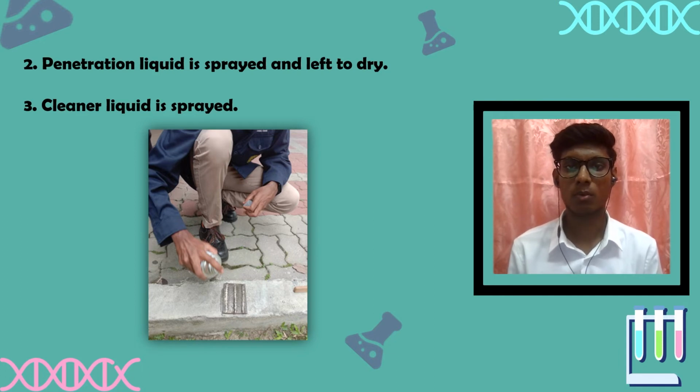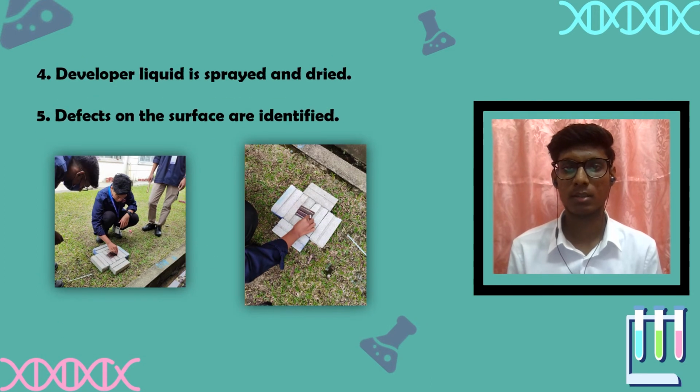The third step was to apply the cleaner liquid again to clean the excess penetration liquid on the surface. After applying, it was left to dry. After that, the developer liquid was sprayed on the surface of the specimen and it was left to dry again. After drying it for a few minutes, the defects were seen on the surface of the specimen as shown in the image.